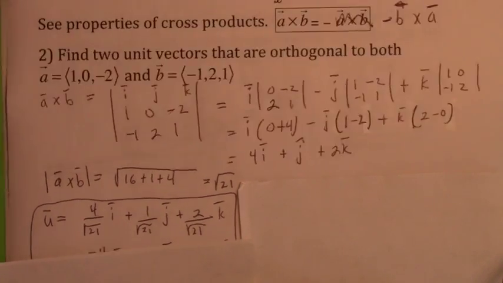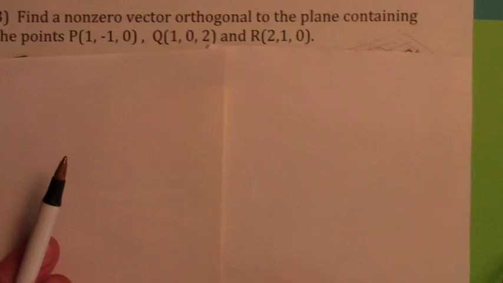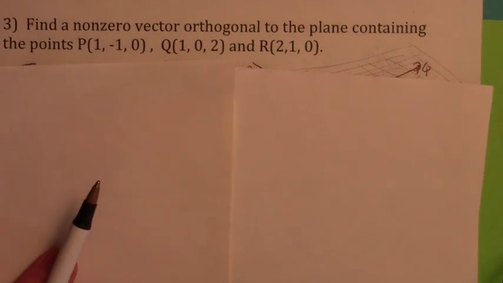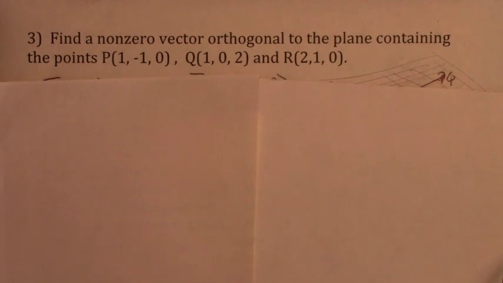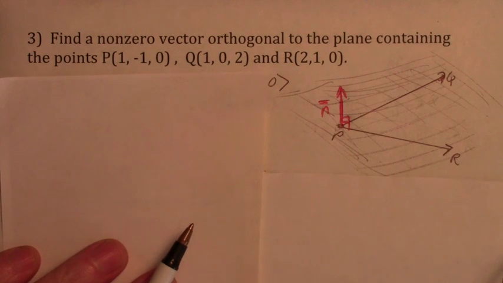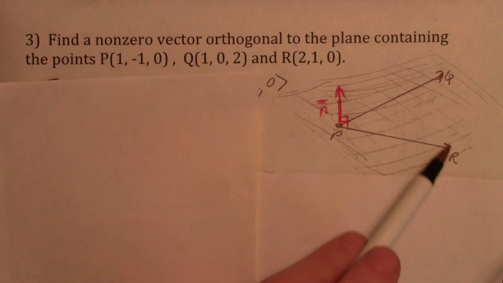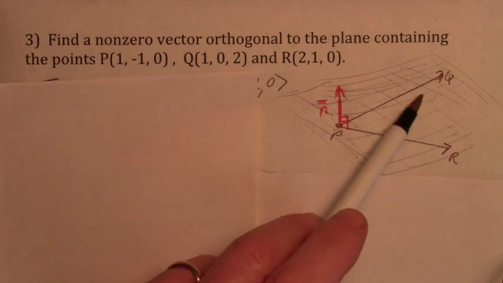Okay, let's do a little bit more here. This is going to come up in the next section. I want to find a vector that's orthogonal to the plane that contains these 3 points. So 3 points, as long as they're not collinear, determine a plane. Suppose I have these points P, Q, and R. I can certainly form these 2 vectors, PQ.